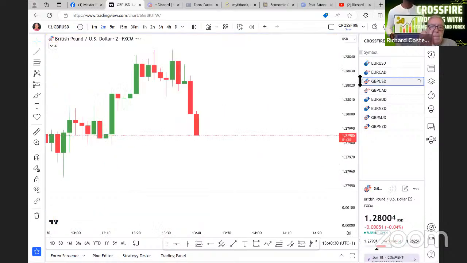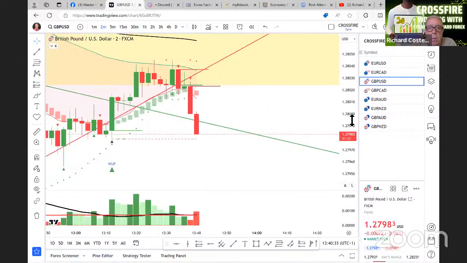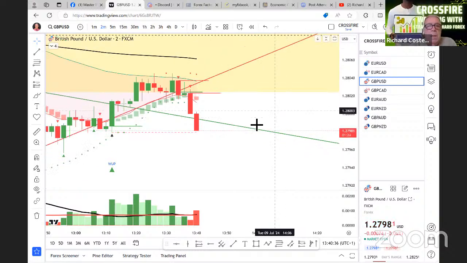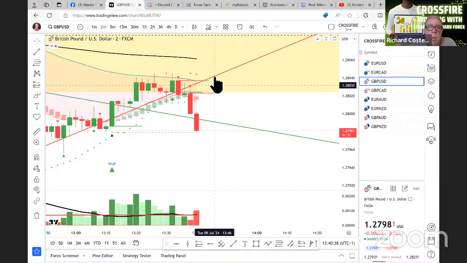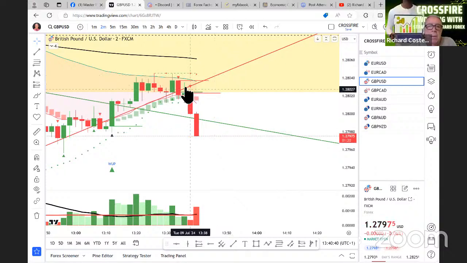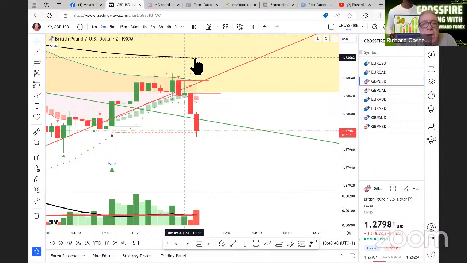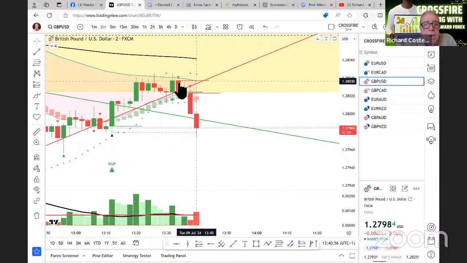GBP USD going the opposite way, so just going to do a bit of thinking out loud. We are below the red trend line, so I'm thinking sells. I can confirm that by the fact that we are below the 200 moving average, which is pointing downwards. The 62 moving average is below the 200 and pointing downwards. The 13 is below the 62 and pointing downwards. So that's all saying we're good to get in for a sell.